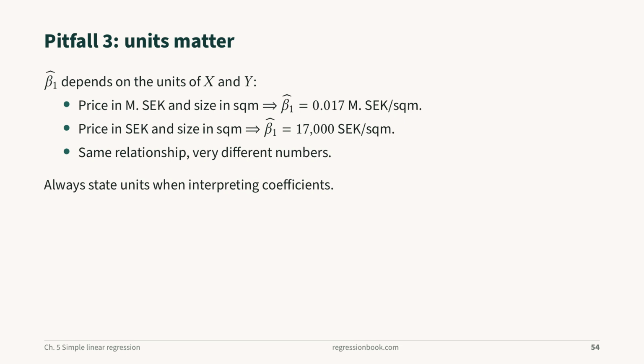Third pitfall, units. Measure price in millions, and the slope is 0.017. Measure it in kroner, and the slope is 17,000. Same relationship, wildly different numbers. Any coefficient quoted without units is uninterpretable, so always state the units of both variables.